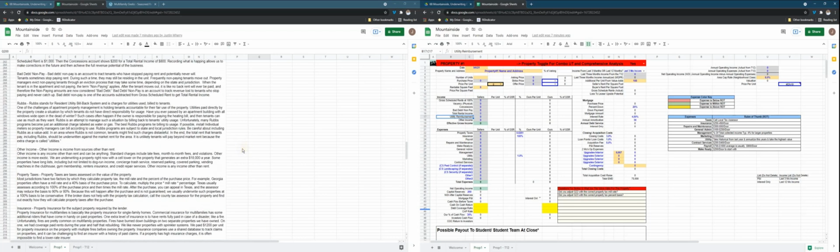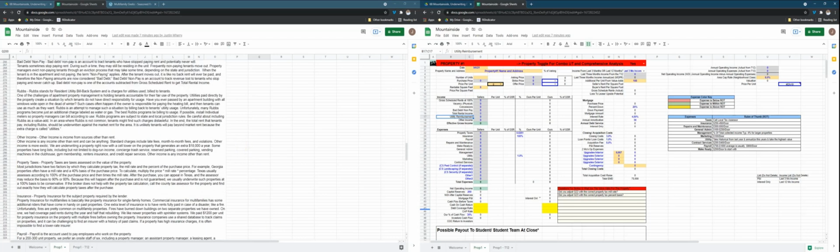Okay, let's move on to other income. Other income is any source of income other than rent. Put very simply, other income is any source of income other than rent. And, pet rent, things like that, things of that nature. So that's what those things are.